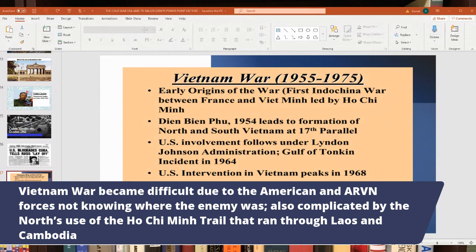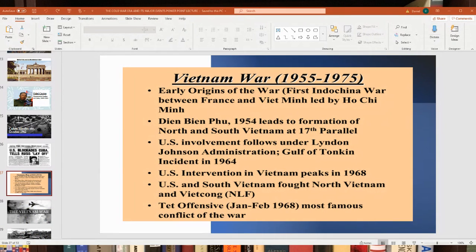It was more like a trade route, I guess, if you want to call it that. They basically used that to supply their forces in the South and attack into the South. And so it made it very difficult for the American side and the South Vietnamese side to really win the war because of that. And of course, the United States started bombing that area.